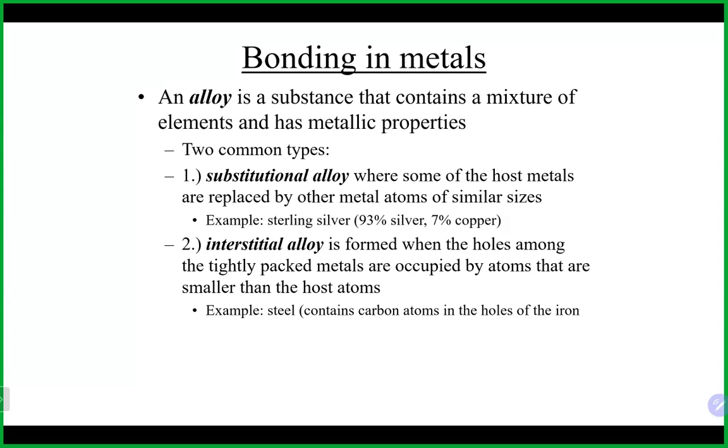An interstitial alloy is formed when there are holes between the metal atoms, and those holes are occupied by smaller atoms as well. Steel is an example of that. It is mainly iron, and in the little holes that form between the iron atoms, you have another element, which is carbon atoms in this case. And we have some pictures of that here.